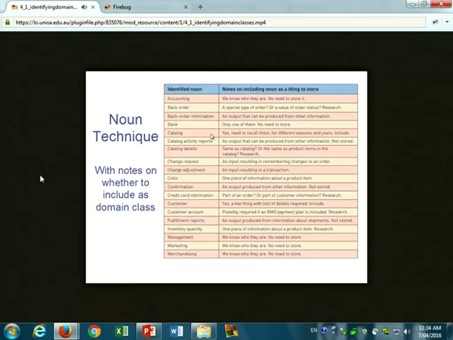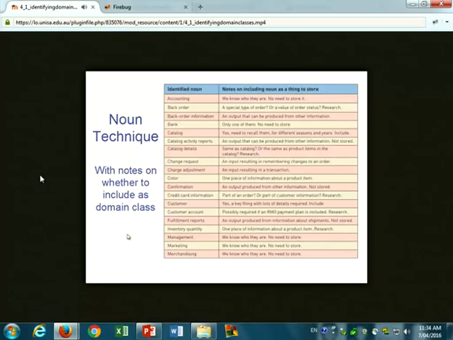Catalog. Yeah, there's a catalog. We need to recall lots of different catalogs. There's different seasons, there's different years, and so we probably would need to include catalog as a domain class. Catalog activity reports, again, probably an output produced from other information that's sent out to some external agent of the system, so it's probably not a domain class.